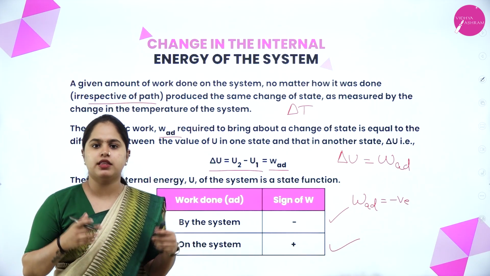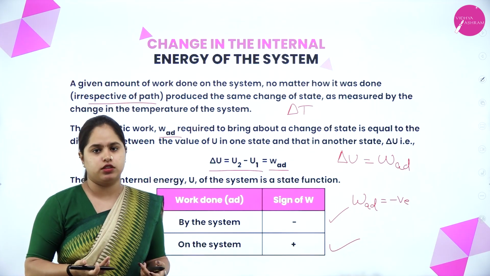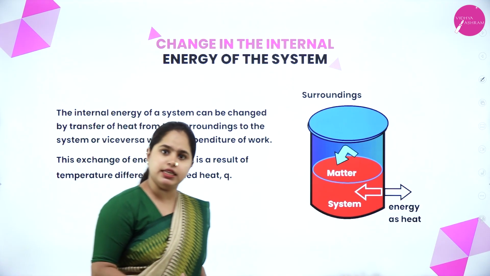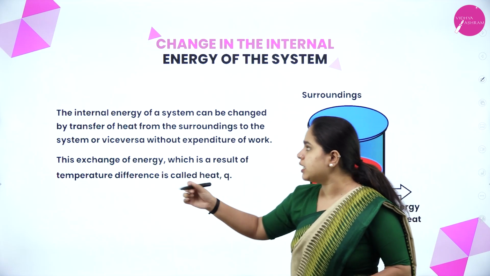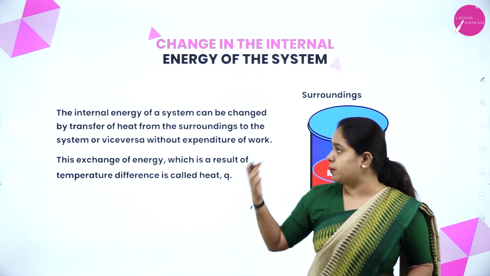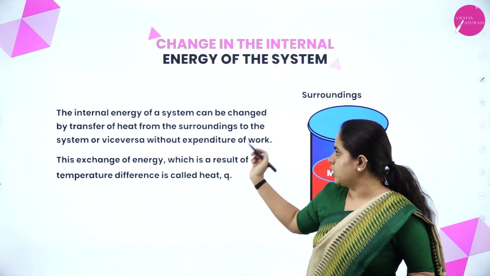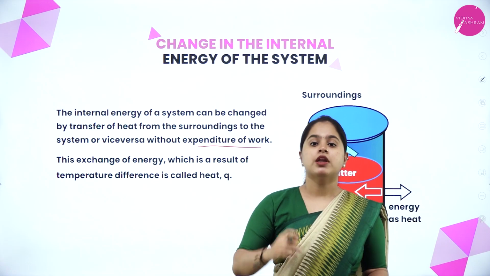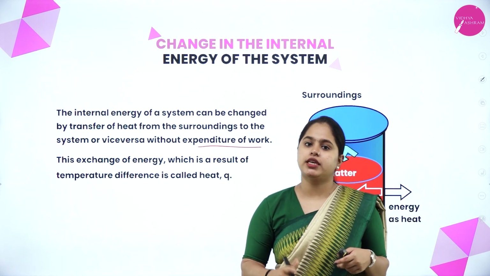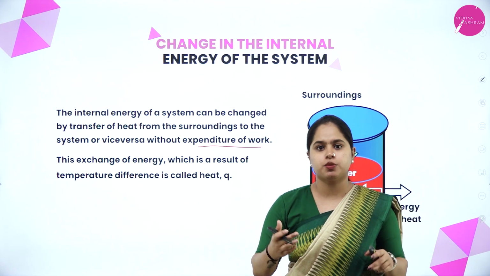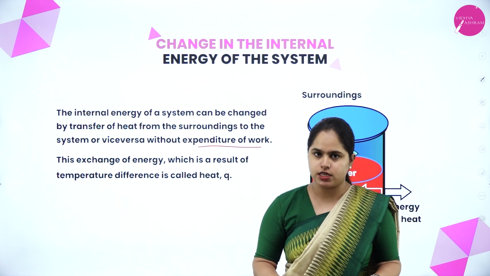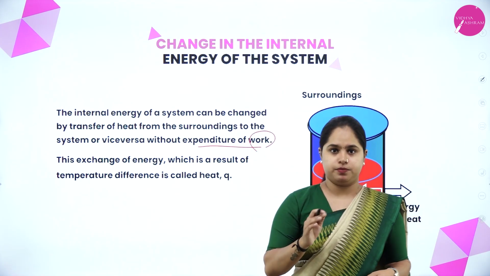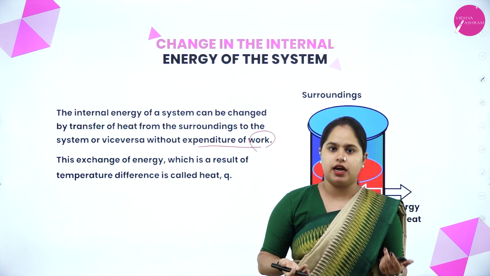So this was the first part, that is, change in internal energy by doing work on the system. Now the second one is change in internal energy of the system by heat. The internal energy of a system can be changed by transfer of heat from the surroundings to the system or vice versa, without the expenditure of work. So now we are going to see how the internal energy can be changed by the transfer of heat from the system to the surroundings. In this case, we are not doing any work. It is only that heat is getting transferred.